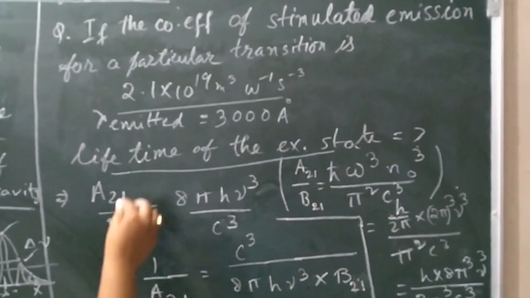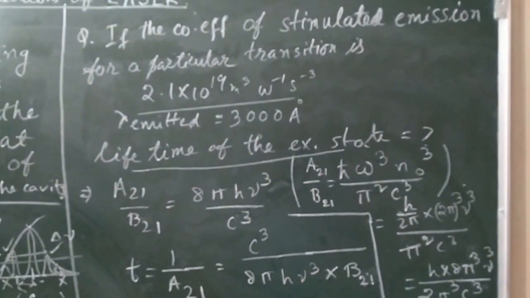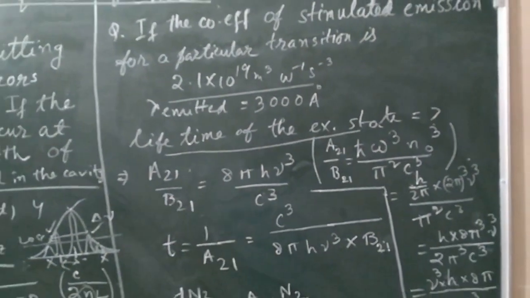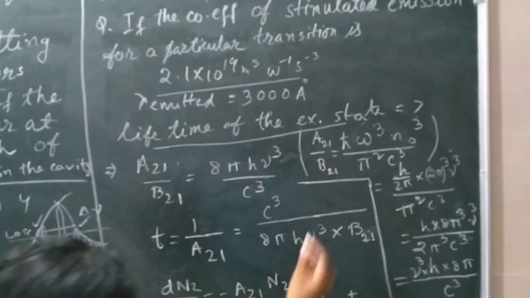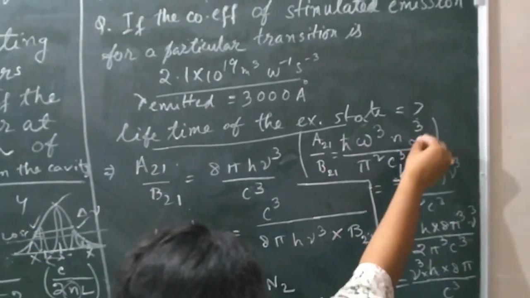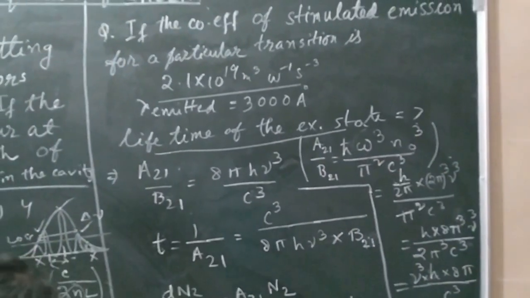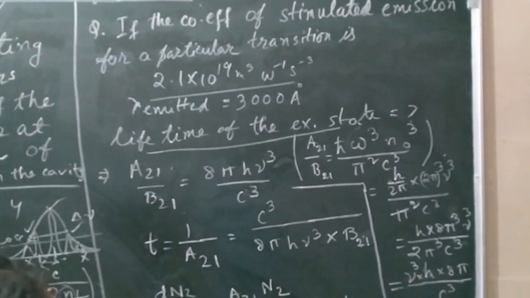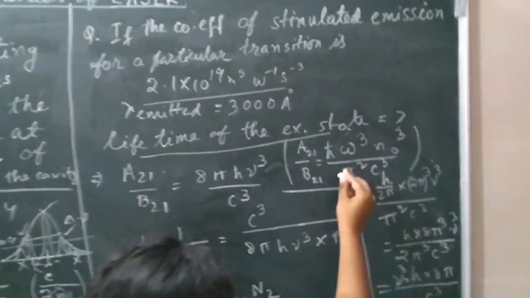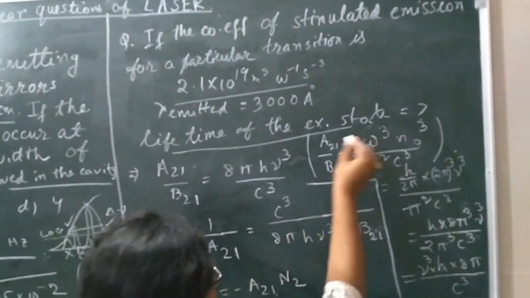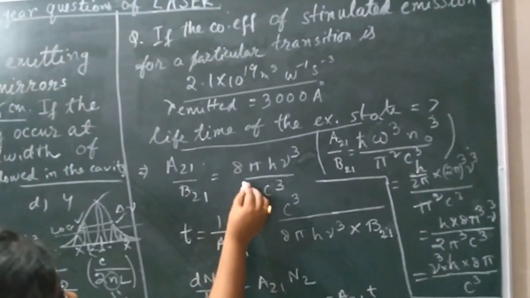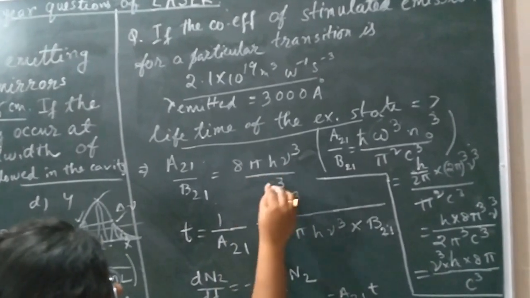We all know that from the Einstein A and B coefficients, if you write in terms of angular frequency, it will be A21 by B21 equals h cross omega cube n naught cube by pi square C cube. Now there is no information on the refractive index, so we will take it as 1. So h cross omega cube by pi square C cube, or if you want to write in terms of frequency, you should write it like 8 pi h nu cube by C cube.